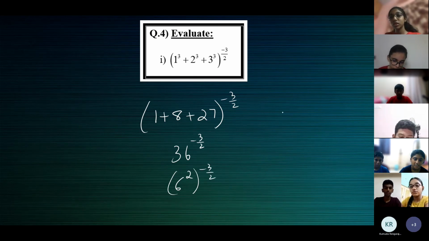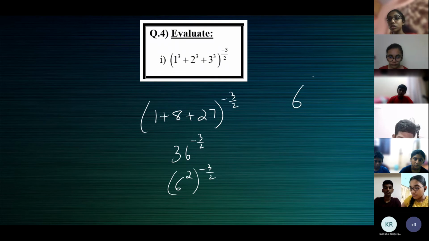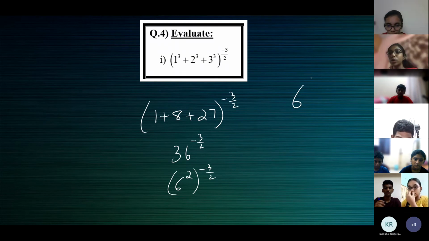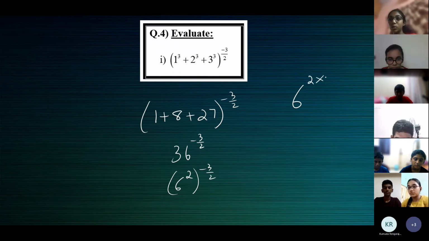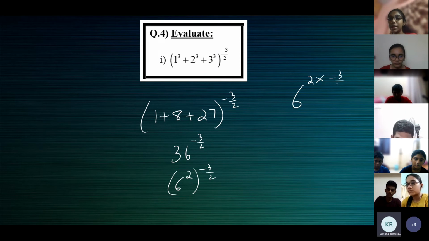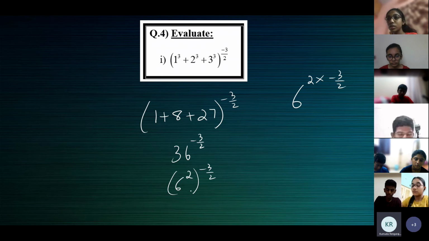So what do you do when you have multiple powers? Multiply the powers. When you have many powers, the base is 6, raised to the power 2, whole power minus 3 by 2. Multiply the powers. So 6 to the power minus 3.